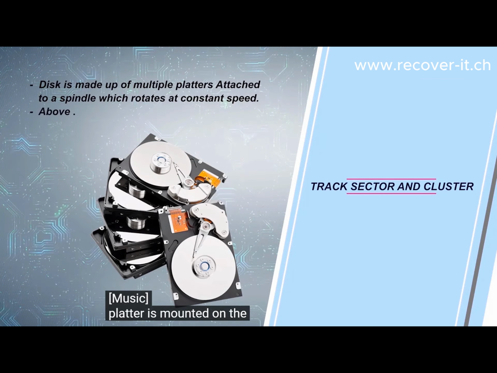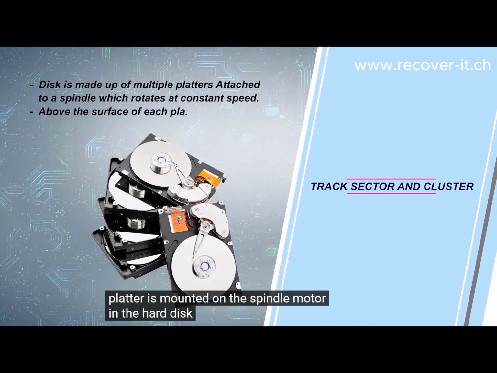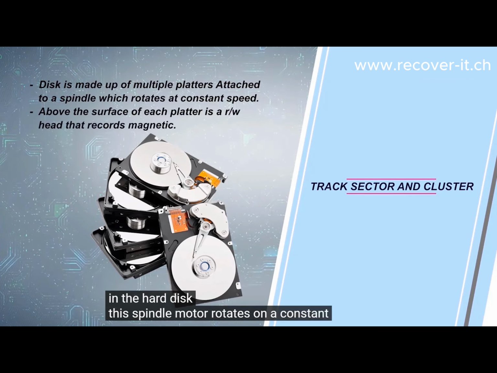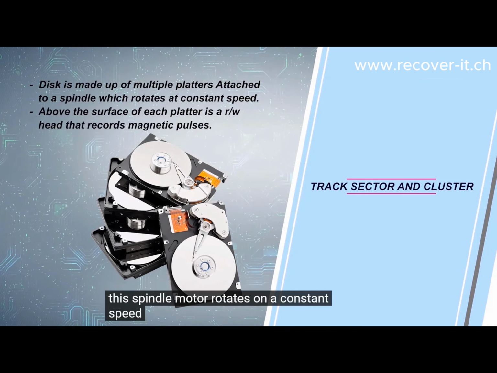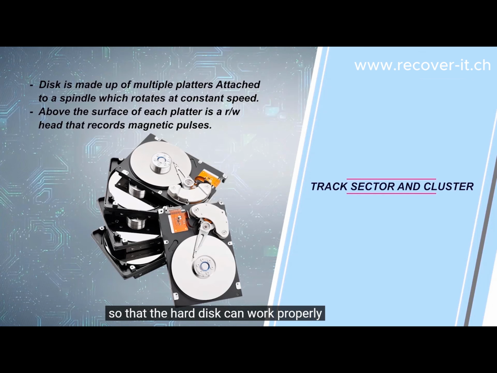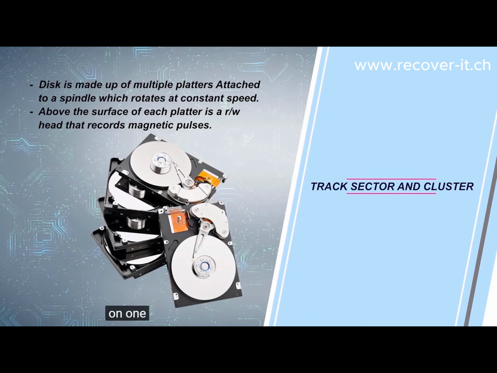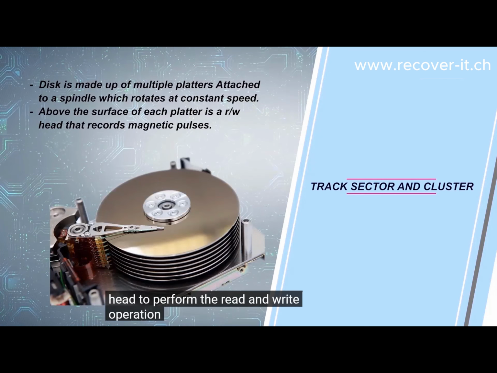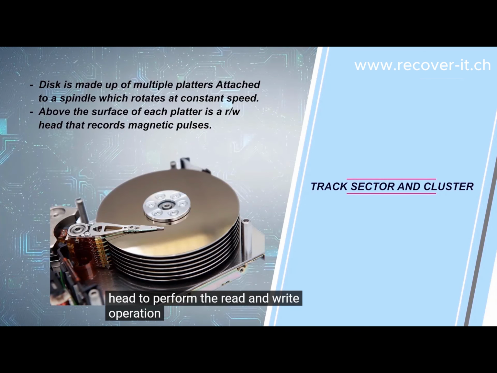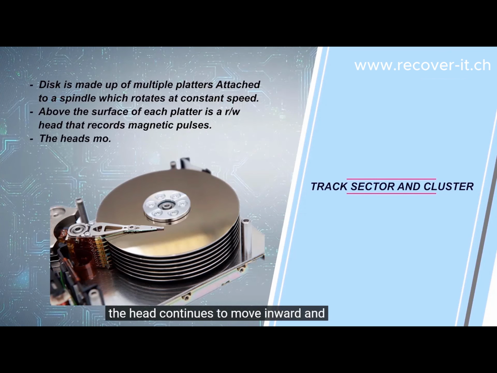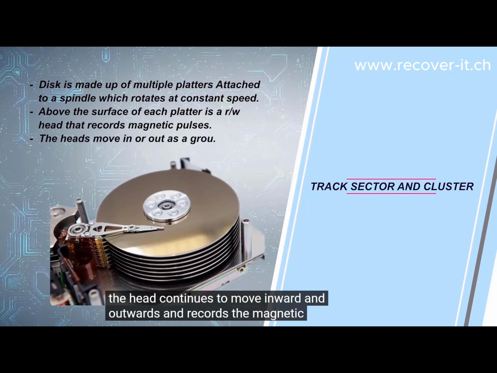Platter is mounted on the spindle motor in the hard disk. This spindle motor rotates at a constant speed, so that the hard disk can work properly. On one side of the platter, there is a head to perform the read and write operation. The head continues to move inward and outwards and records the magnetic impulses.